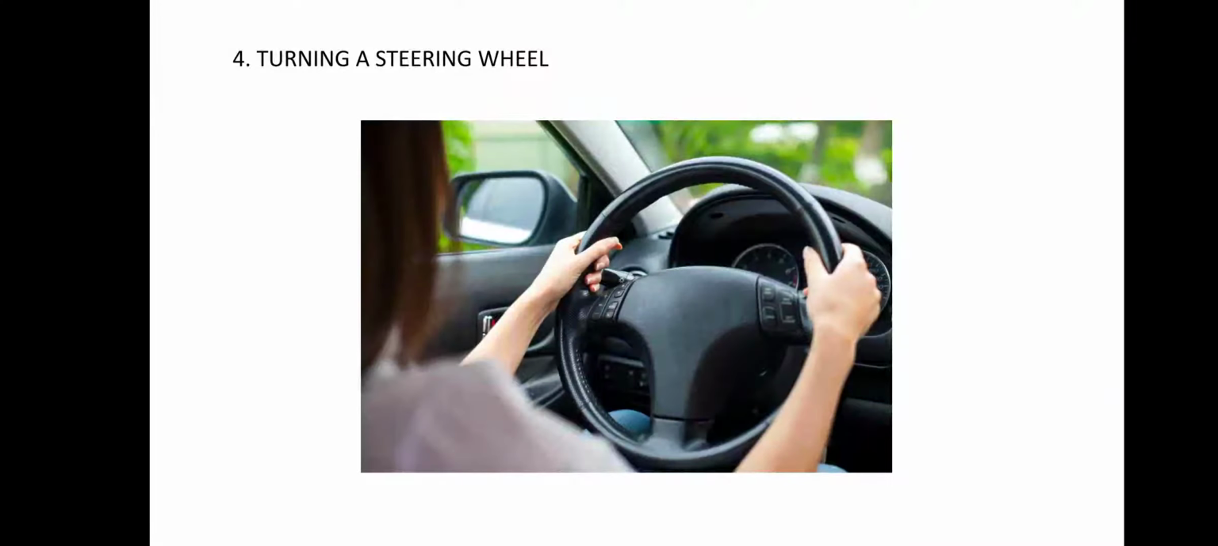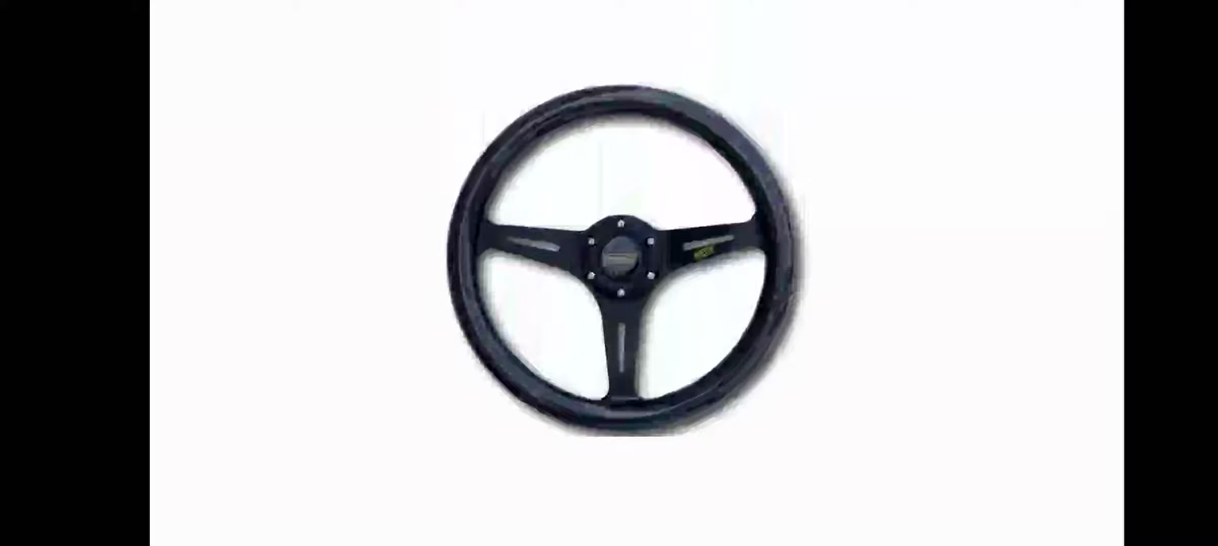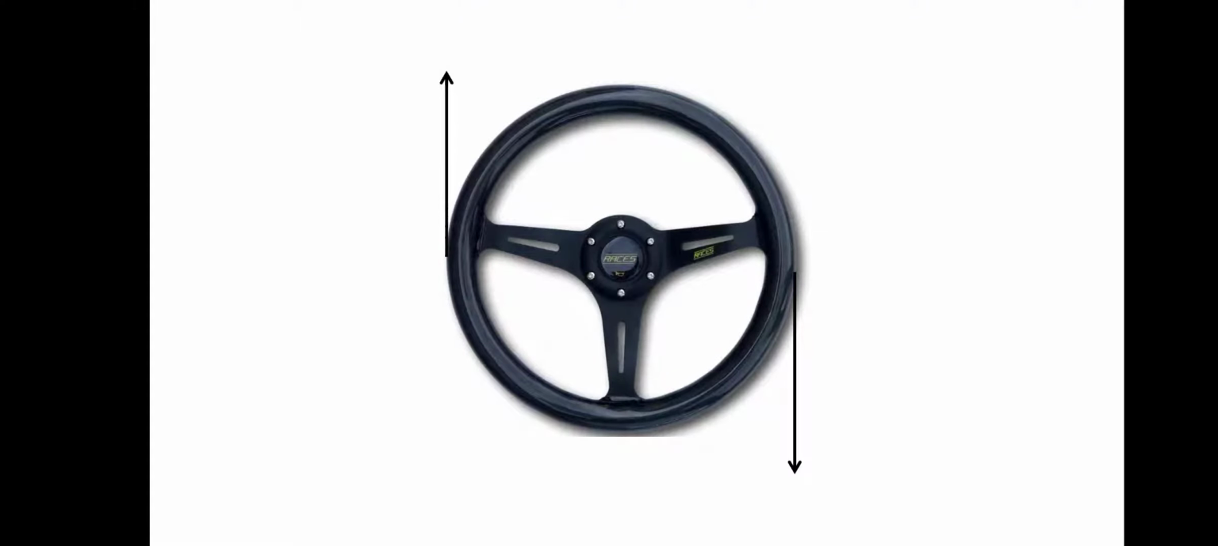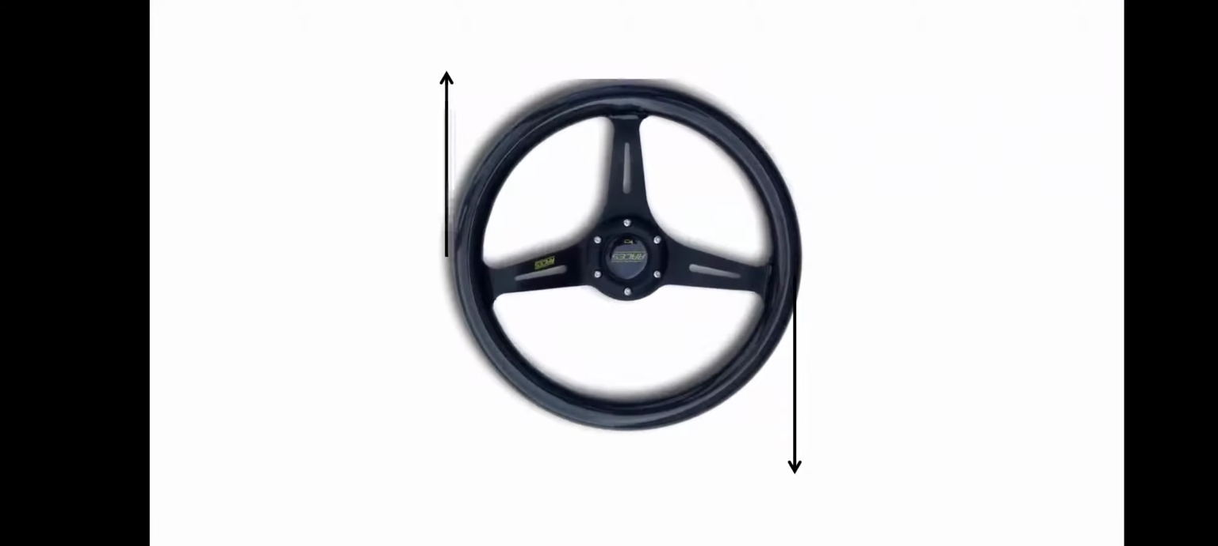Next, number 4, turning a steering wheel. We all know how the steering wheel operates. When the steering wheel is turned around, circular motion takes place, and if we notice properly, the steering wheel is acted on by two forces in opposite directions. These two forces, which come in a pair, are called a couple, which produces a motion this way.